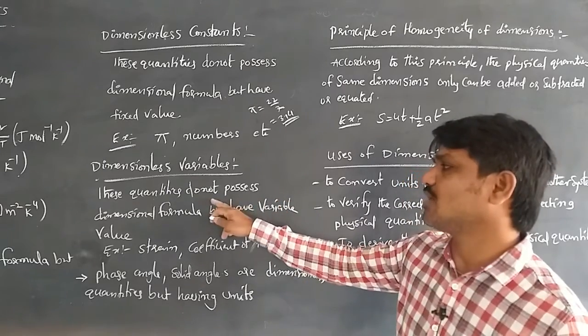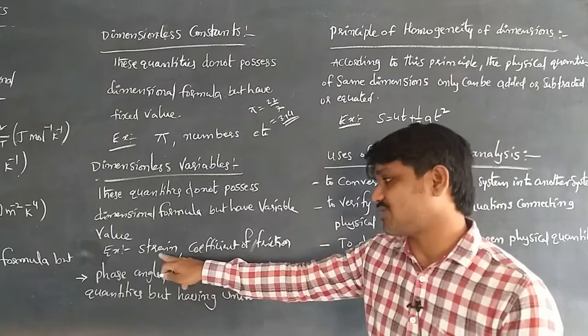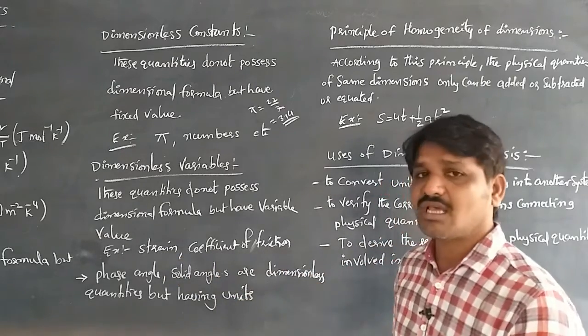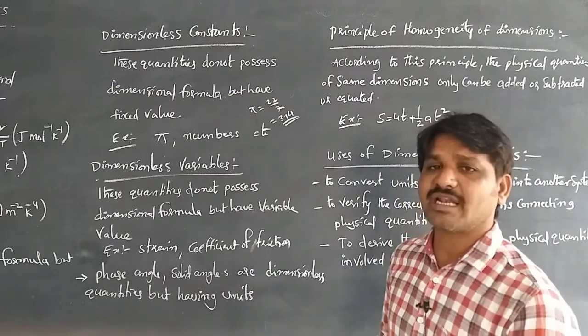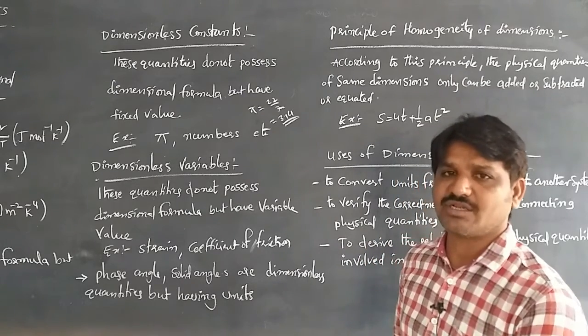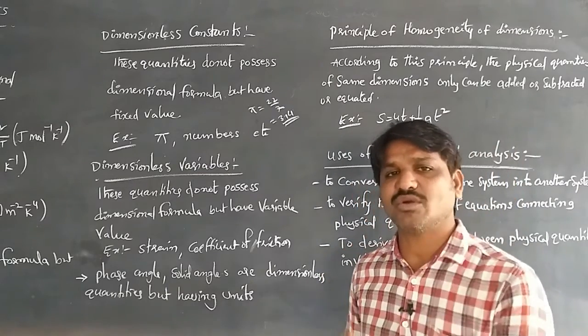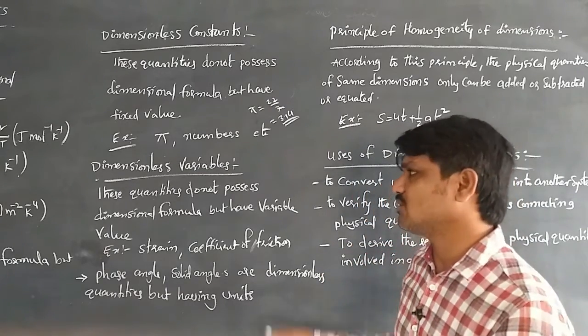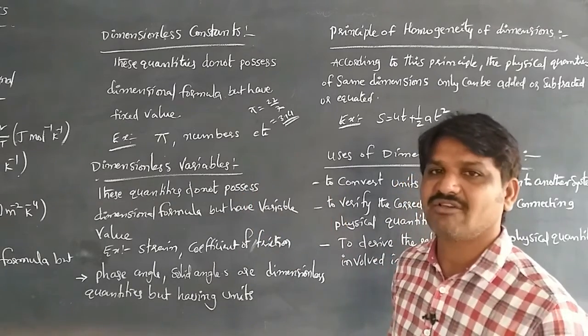There are also dimensionless variables. These are physical quantities that do not possess any dimensional formula but have a variable value, like strain and coefficient of friction. They have some value in terms of relative values, so they have a specific value, but they don't have any dimensional formula. These types of physical quantities are called dimensionless variables.